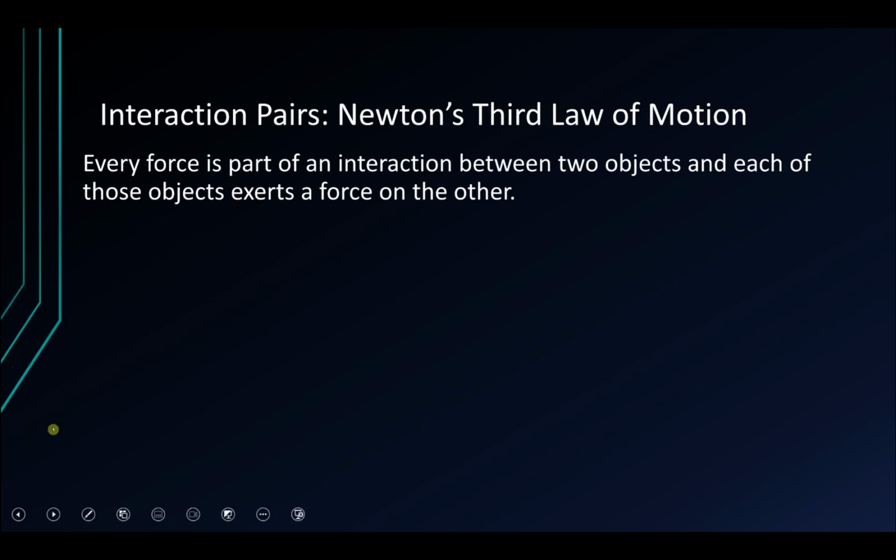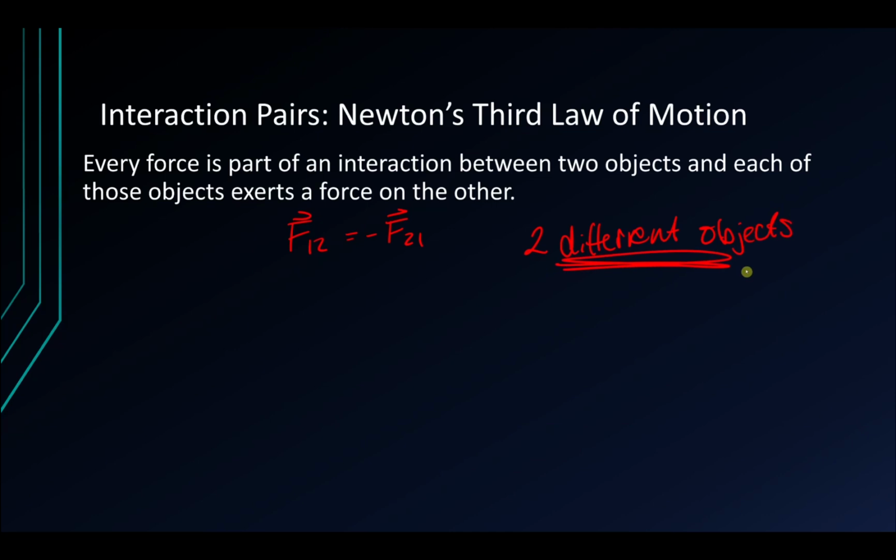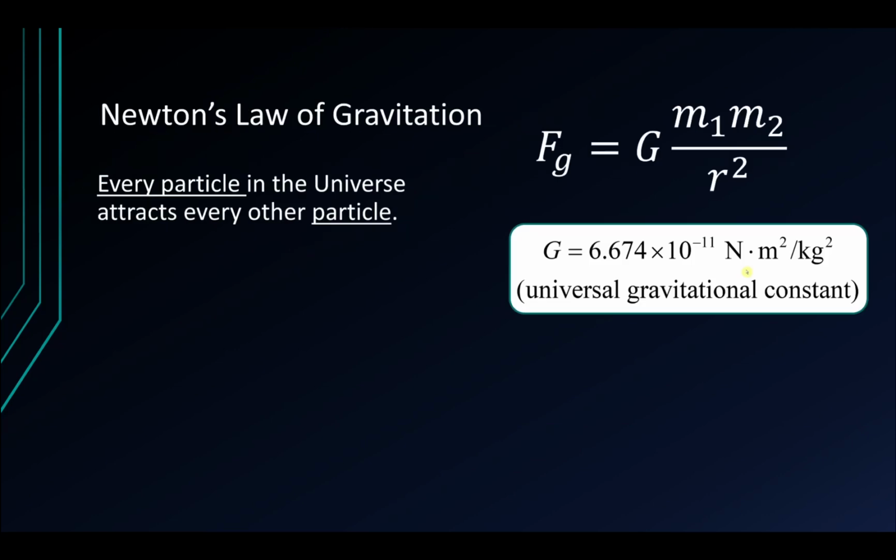One thing I also want to point out that is really important is this force of 1 on 2 is equal and opposite to the force of 2 on 1. This is referring to two different objects. So if there are multiple forces acting on one object, we don't have to have this equal magnitude, opposite direction law. This is just thinking about two different objects.